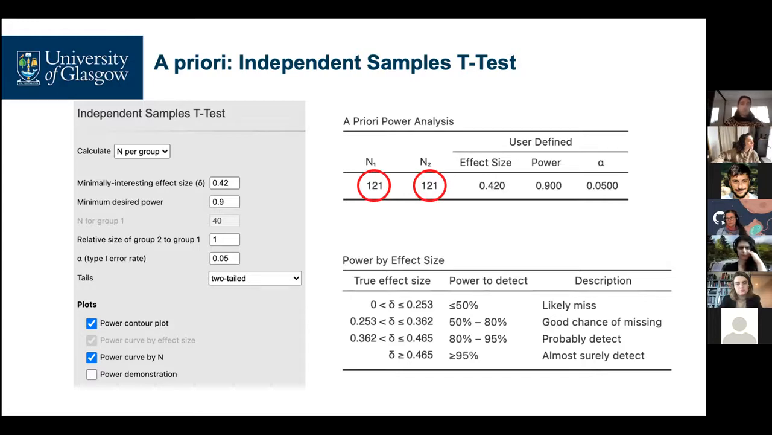But if the effect is bigger, so if it's bigger than 0.47, we are almost surely going to detect it with 121 people. For smaller effects, we are less likely to detect it. So between 0.25 and 0.36, probably going to miss it. Smaller than 0.25, we're likely going to miss it. So this is where that reflective process is going to come in: of the effects I'm interested in, am I likely to detect it? Unlikely to detect it?